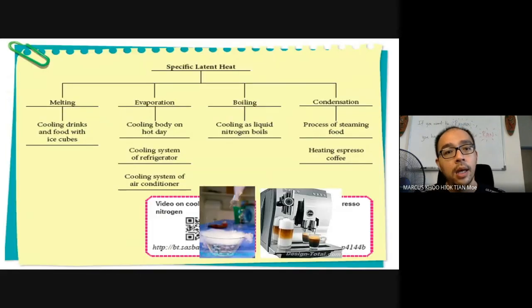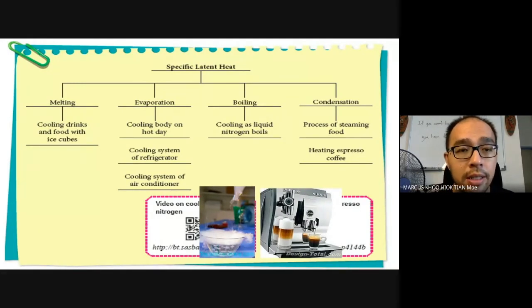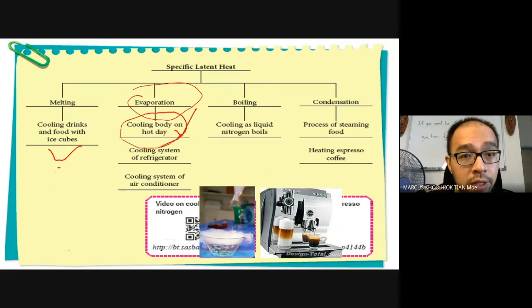Okay. All right. So these are all the applications. This one you can find in your textbook. This is all actually in your textbook. So applications of melting will be cooling drinks and food with ice cubes. Evaporation will be cooling the body on a hot day. Now this is the assignment that I gave you just now. The cooling system in a refrigerator also uses evaporation. Evaporation is changing from liquid to gas. So this is an absorption of heat.